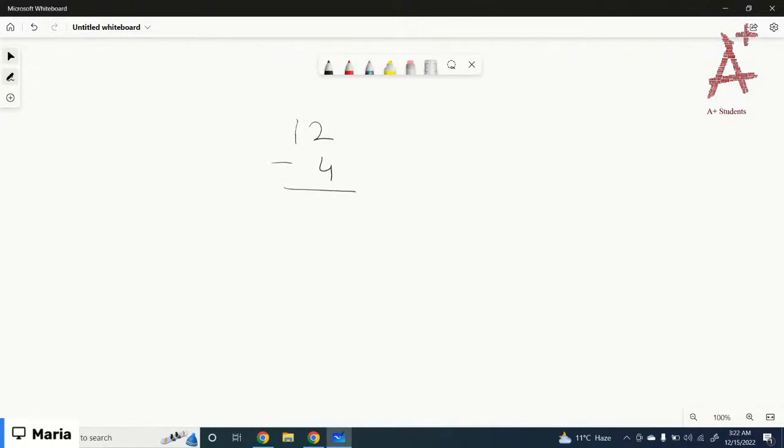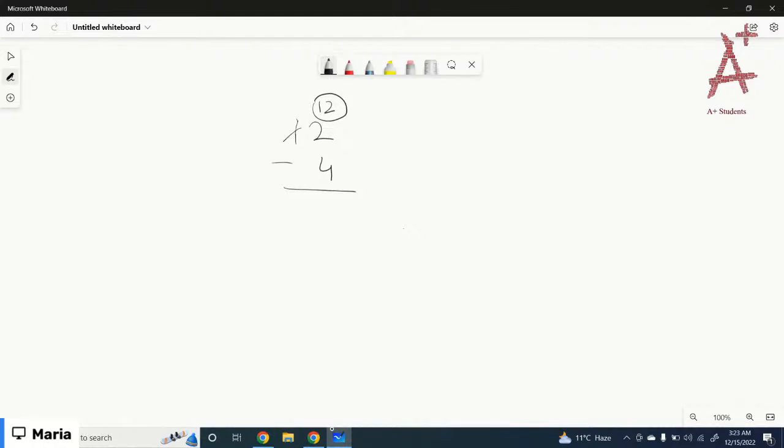12 take away 4. Okay, you cannot subtract. Look at the rightmost digits. You cannot subtract 4 out of 2 because 2 is smaller than 4. You cannot subtract a greater number out of a smaller one. Got it? So you have to make the number greater than 4 so that you can subtract. You have 2 here. You have to borrow 1 from the next digit. Got it? So when you borrow 1, 1 subtract 1 is 0. Add the borrow on the left side of the 2. Got it? So it makes 12 here.